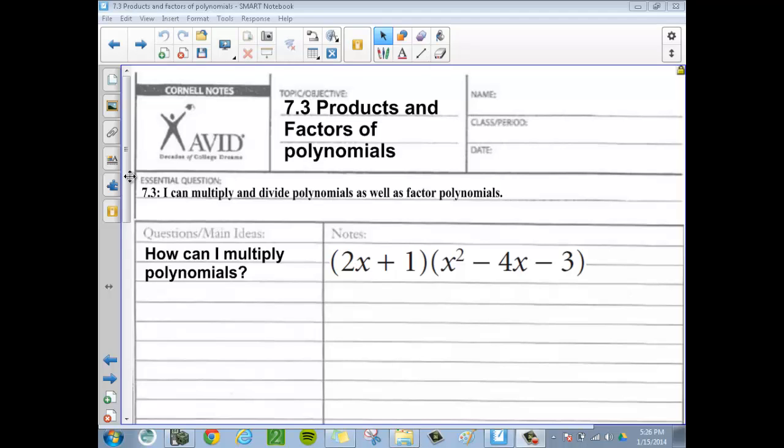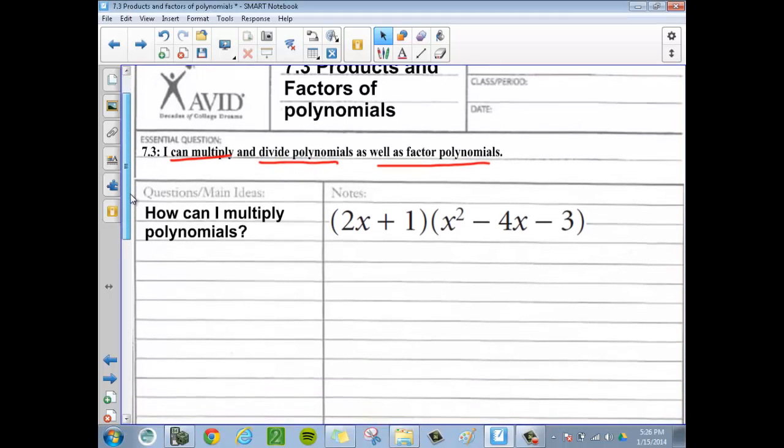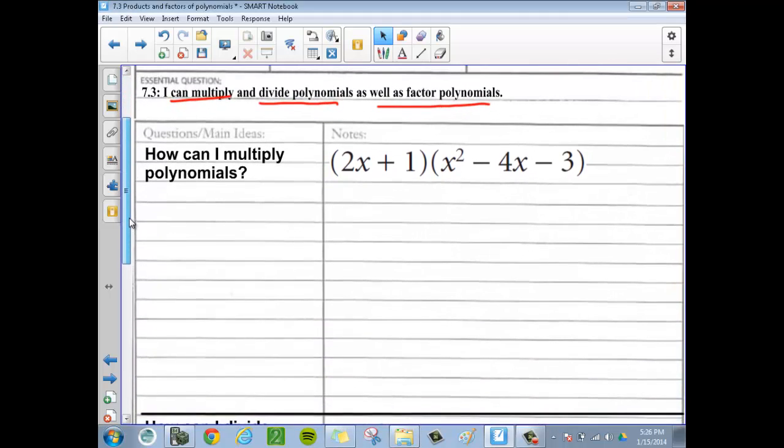Okay, let's start the lesson for 7.3, which is finding products and factors of polynomials. And really the main essential question of this is: I can multiply and divide polynomials as well as factor polynomials. We're going to start by working on how to multiply polynomials. Well, you've done this before. They're just a little bit longer this time.